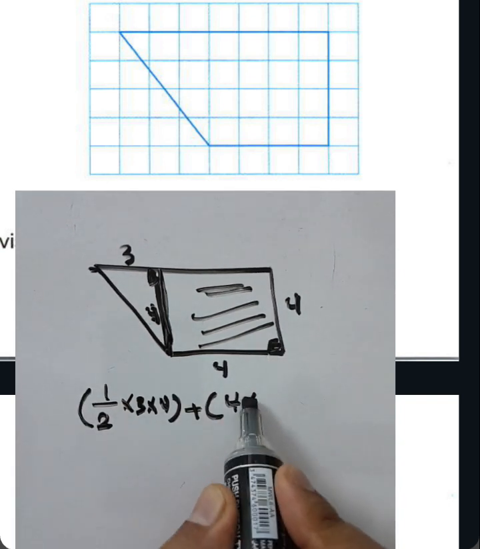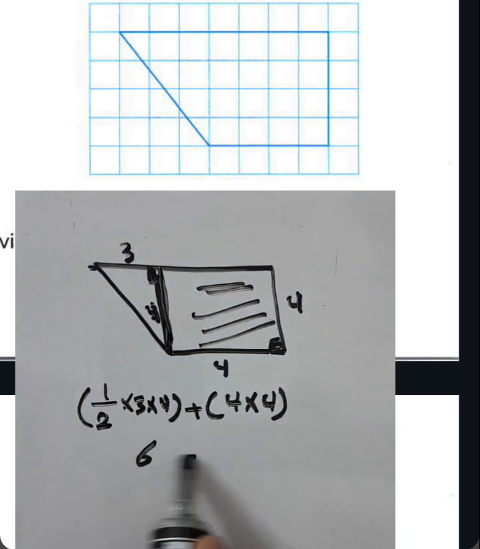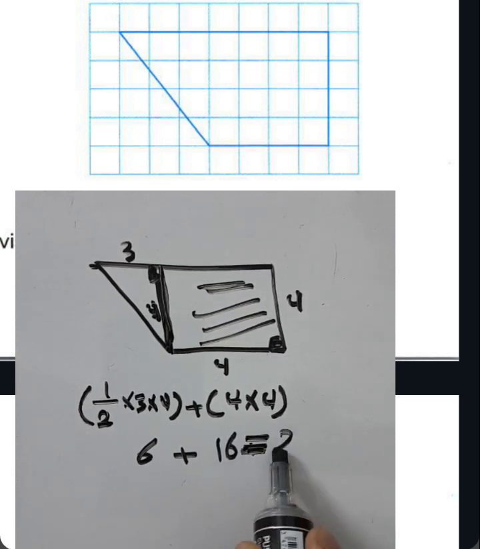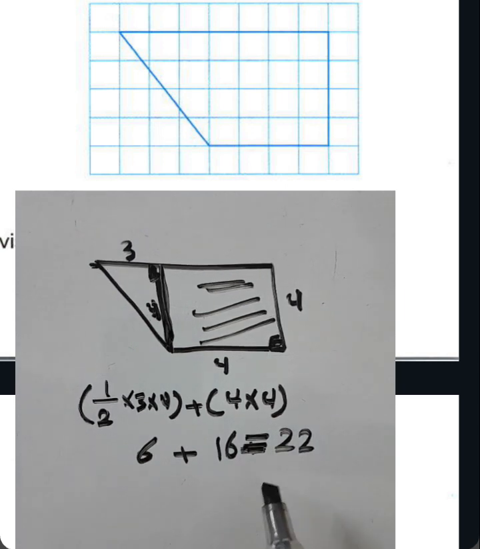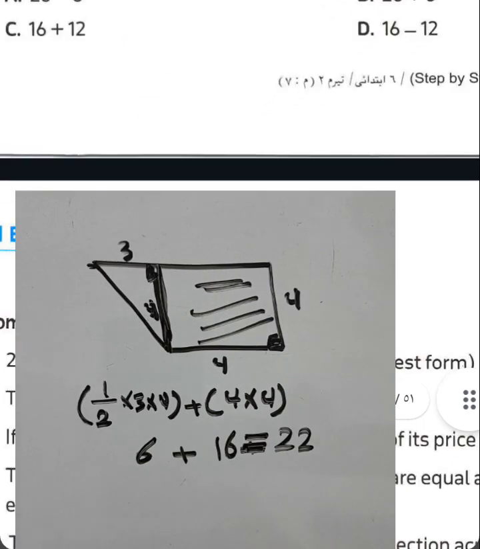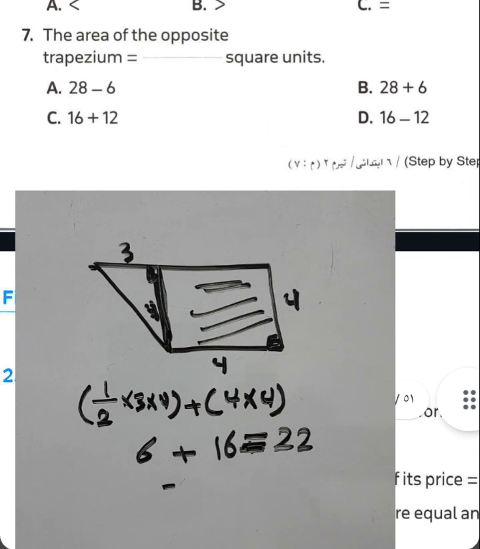We can write the area of this triangle, half times the base times the height, plus the area of the square, side times side. Then 3 times 4 equals 12. 12 divided by 2 equals 6. And 4 times 4 equals 16. 16 plus 6 equals 22. Then the result will be 22 square units. Can you tell me the result? 22. We can also write 28 subtract 6.